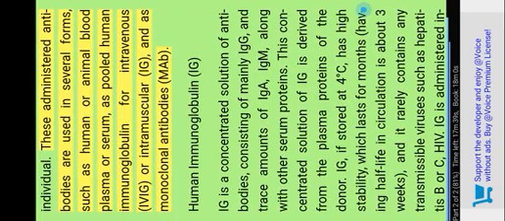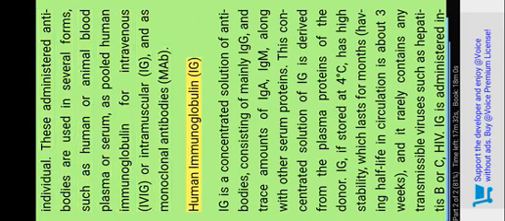These administered antibodies are used in several forms, such as human or animal blood plasma or serum, as pooled human immunoglobulin for intravenous (IVIG) or intramuscular (IG), and as monoclonal antibodies (mAb). Human immunoglobulin, IG. IG is a concentrated solution of antibodies, consisting of mainly IgG and trace amounts of IgA, IgM, along with other serum proteins.